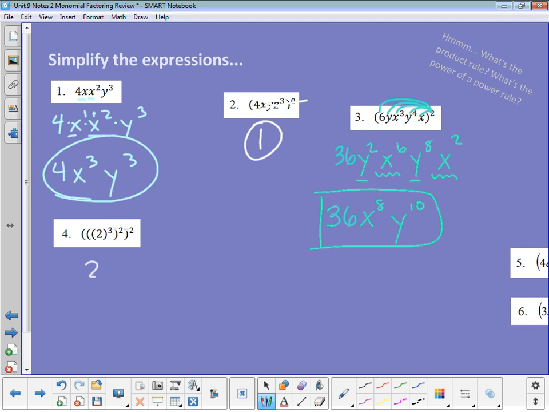So I really have 2 to the 3 times 2 times 2 power. Well, 3 times 2 is 6, then times another 2 is 12. That's the same thing as 2 to the 12th power. And if we plug that into our calculator, 2 to the 12th is equal to 4,096.